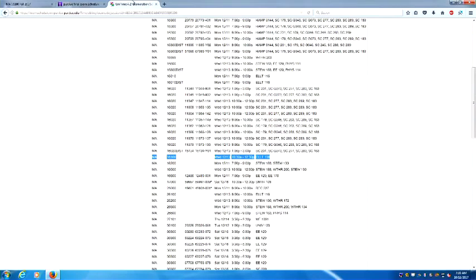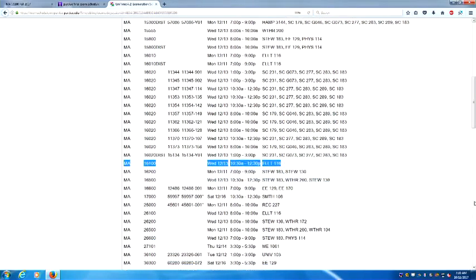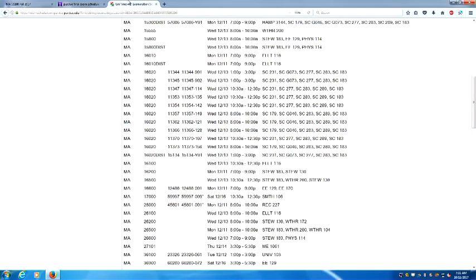Second thing, people are asking me about the final exam schedule. Well, here it is. Our exam is on Wednesday, December 13, 10:30 a.m. to 12:30 in Elliott Hall. By the way, you can get to this big thing right here just by simply Googling Purdue final exam schedule, or Yahooing, whatever thing posts up.